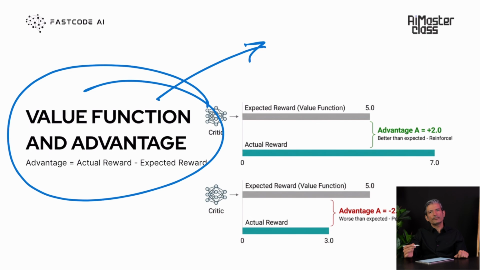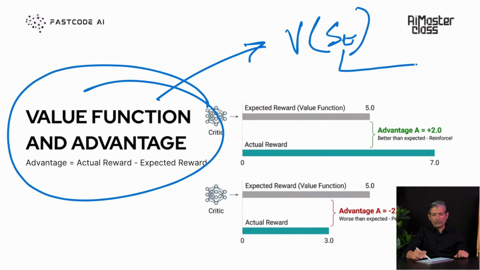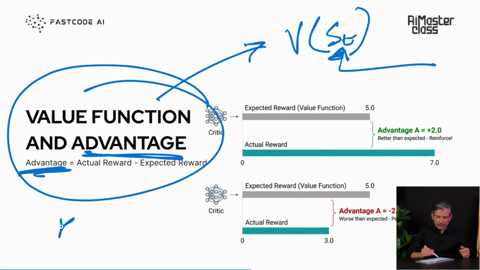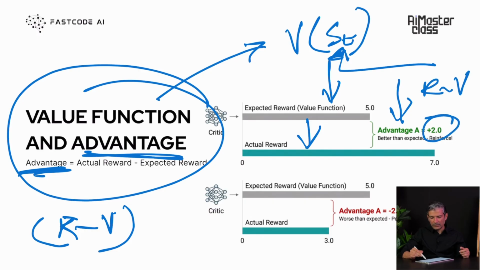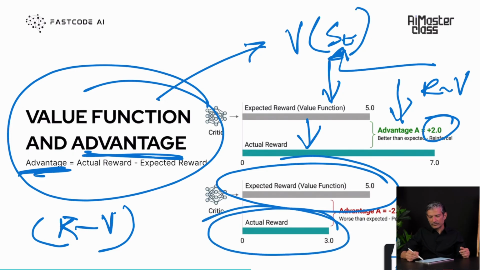What is the value function? The value function is V of S_t, the value given the current state. What is the advantage? Advantage is nothing but R minus V. For example, here my value function is 5, here my actual reward is 7, so the advantage is only 2 because it's R minus V. Similarly here, if my expected value is 5, but my actual reward is 3, then it's 3 minus 5, so minus 2. I want to penalize it. I don't want to see such outputs in the future.